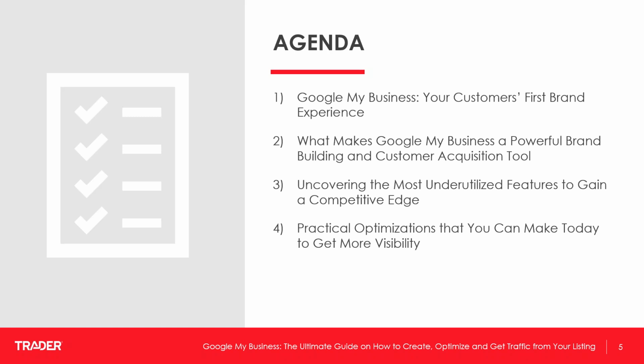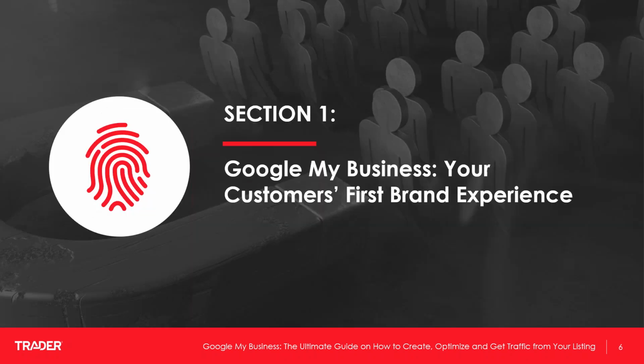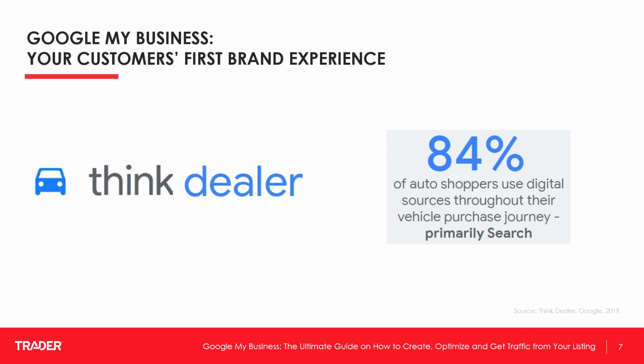In the second half, we're going to talk about things you can actually do to help improve your listing. We'll cover some underutilized features to gain a competitive edge, and then some simple, practical optimizations that you can make today to gain more visibility, get more ranking, and get more value from this tool. So with that, we'll jump right in. Like I said, if you have any questions, please drop them in the chat, and we'll address them after the webinar. So section 1: Google My Business, your customer's first brand experience.